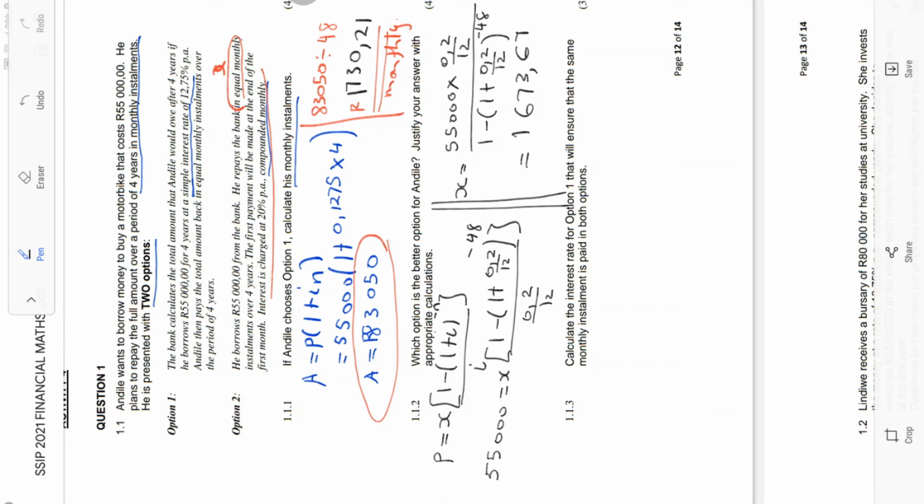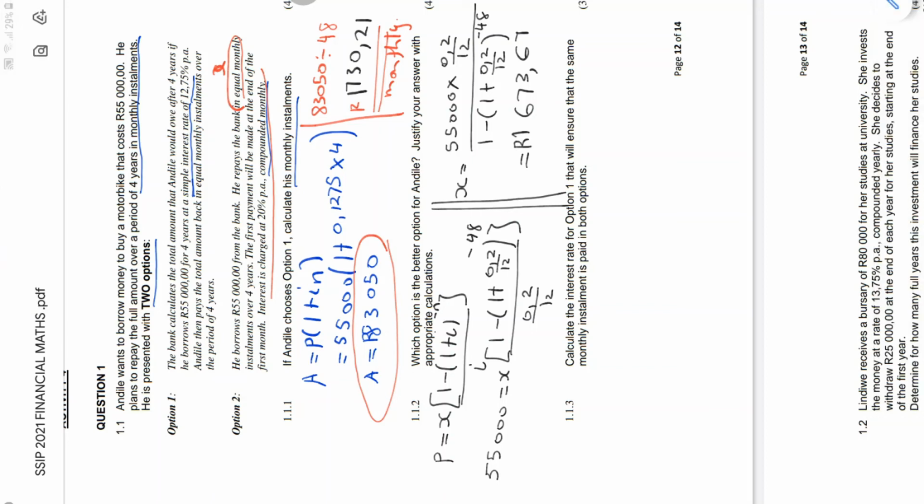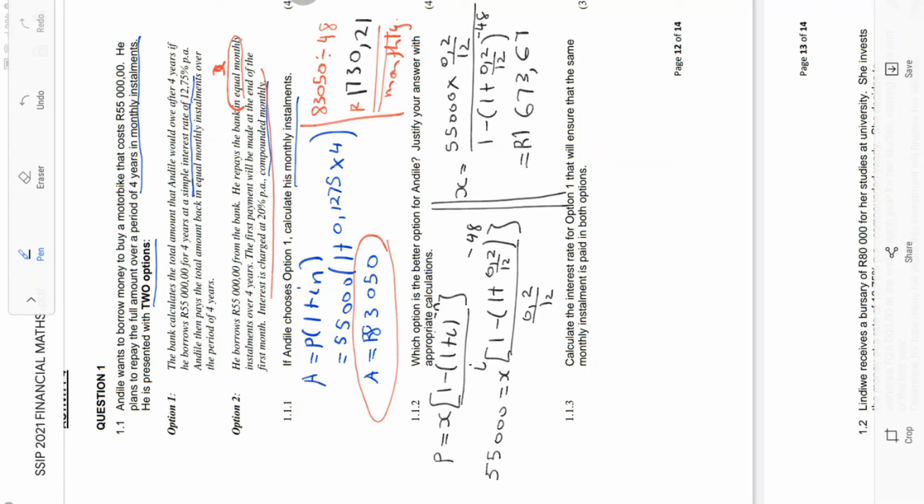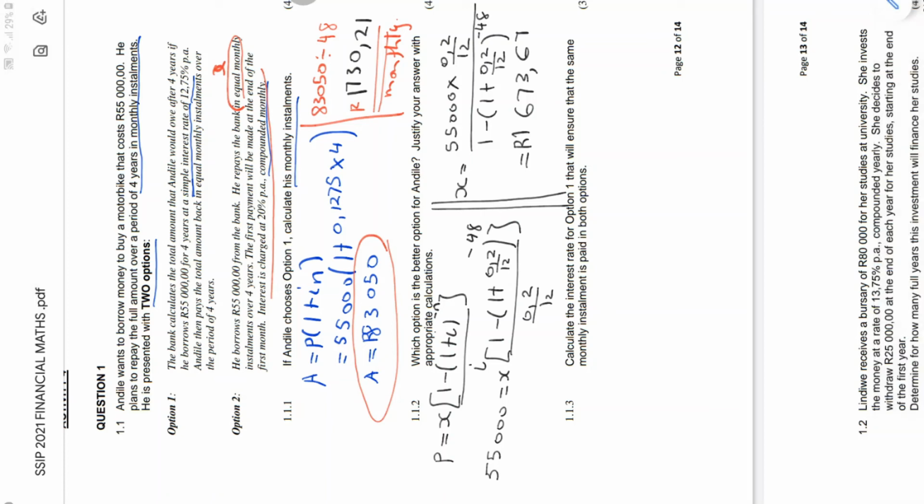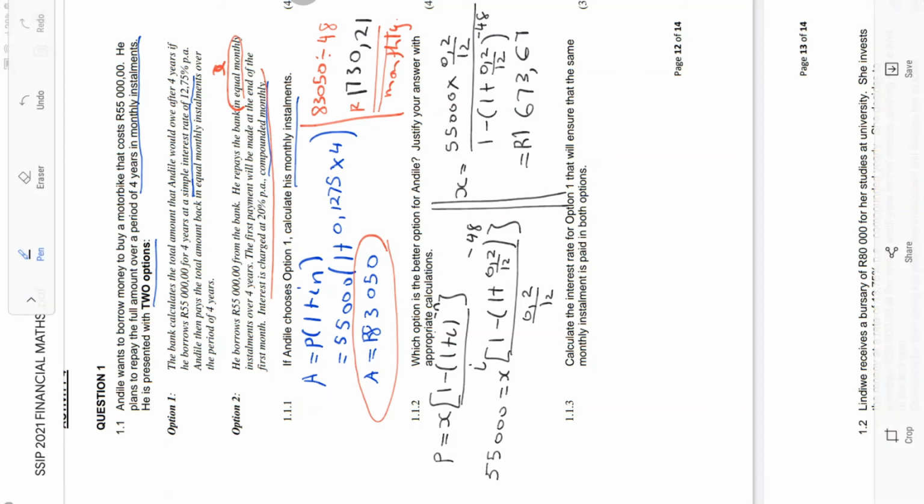So when you compare the monthly repayments, in option 1 every month Andile is supposed to be paying 1,730, whereas option 2 is supposed to be paying 1,670.73. So you can see that in option 2, Andile pays less every month. So that's what it gets in option 2.